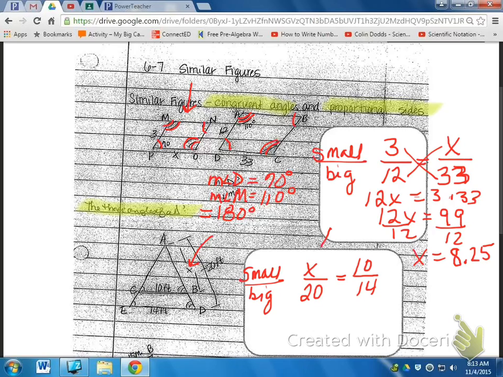Anybody have any questions how we filled those in? That small to big really helps me to figure out what goes where. Okay, we're going to cross, so 14x equals 20 times 10. And 14x equals 200. What's my last step always? Shane? Divide. We're going to divide by 14. And at this point I would let you use a calculator. So I'm going to go over here because I don't have space on the right.